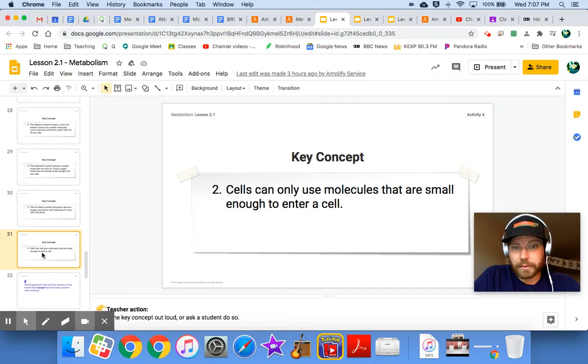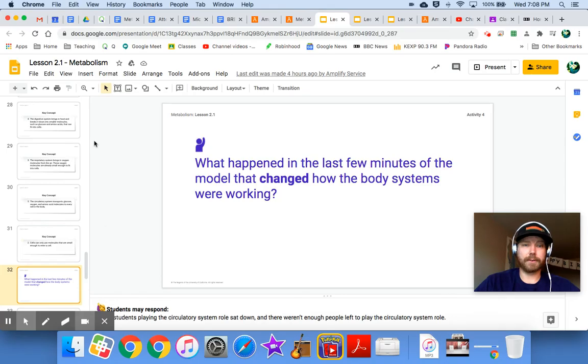Cells can only use molecules that are small enough to enter a cell. That's why they have to be broken down. Oxygen, we're good. We don't need to break it down. But those other things, we need that glucose, we need those amino acids, those have to be broken down in order to get to our cells, okay?